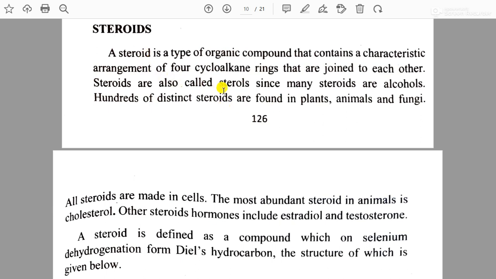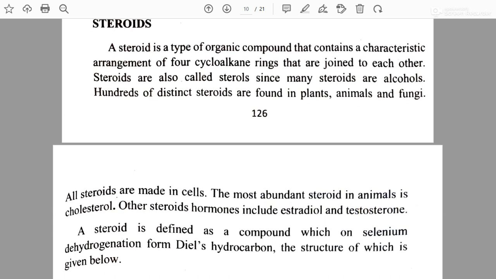And steroids are also called sterols because many steroids are alcohols. That is, they contain OH groups. And where are they found? They are found in plants, animals and fungi. So all steroids are made in cells, and the most abundant steroid in animals is cholesterol. So we know that cholesterol, which is present in our body, is an example of a steroid. Other steroid hormones include estradiol and testosterone.